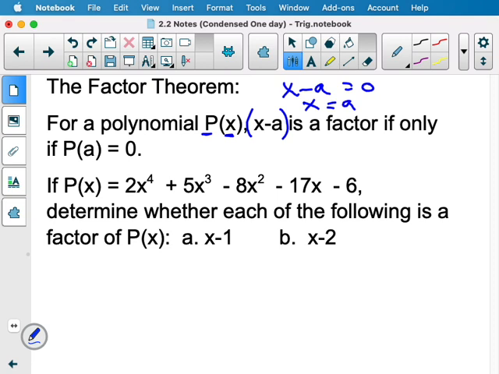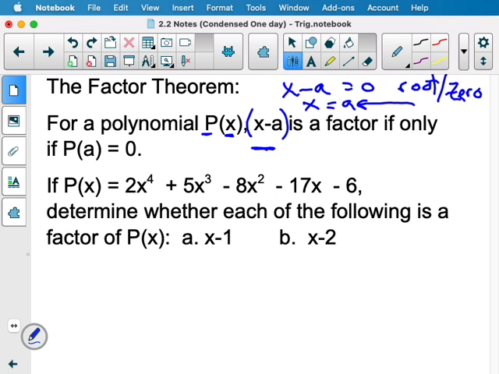Or another way to look at it is if we were to divide the polynomial p of x by x minus a, the remainder is 0, okay? And remember, if x minus a here is actually a factor of this polynomial, then that also means that a here is a root if it's a polynomial equation, or a 0 if it's a polynomial function, right?